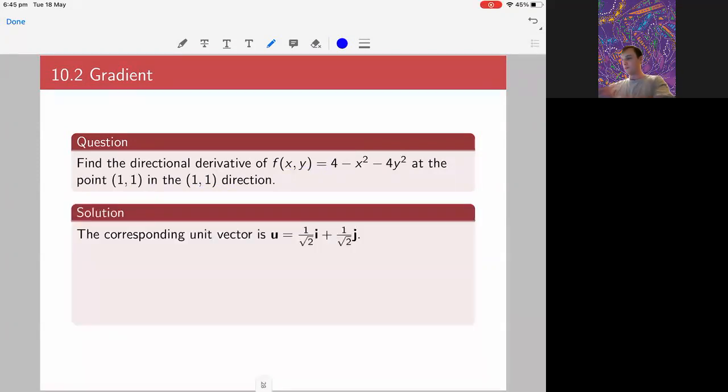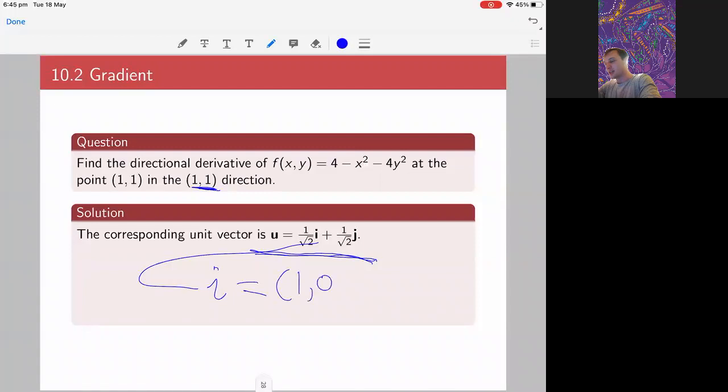All right, well, remember, it's convenient to deal with unit vectors here. I'm going in the 1, 1 direction. The actual unit vector that's associated to that is this one here. So in case you're unfamiliar with this notation, i means this vector here, and j is this vector here. So this is the unit vector which describes the direction that we're traveling in.